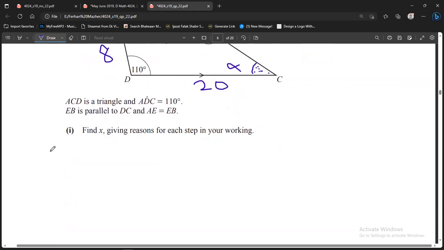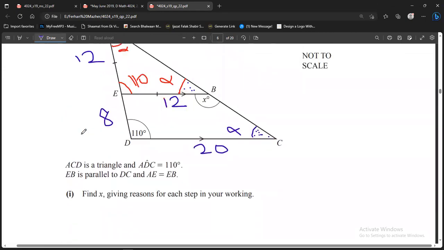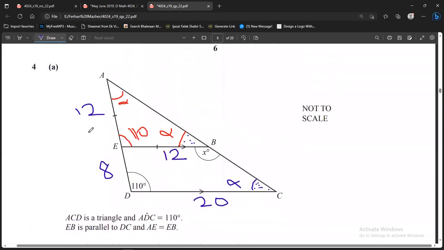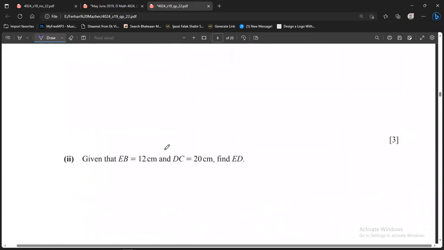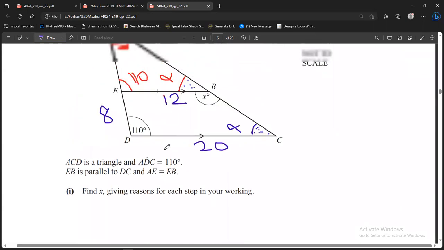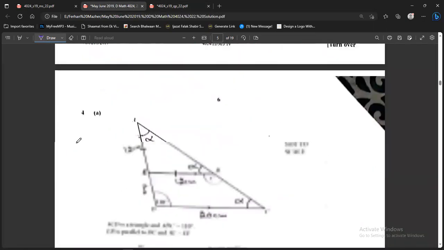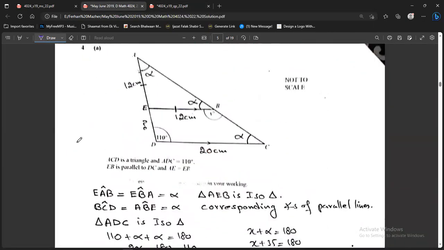Their question is, find the x, give reasons for each step in your working. Okay, so we have to find out the value of the x, and how much is it? It's a 3 marks question. We have to find out the value of the x.